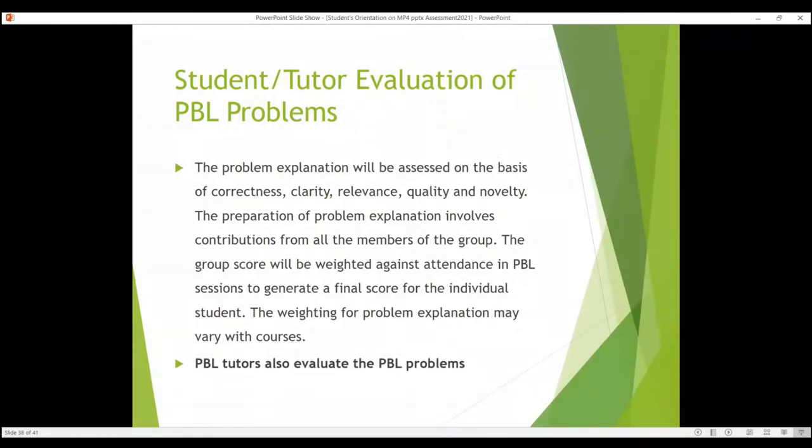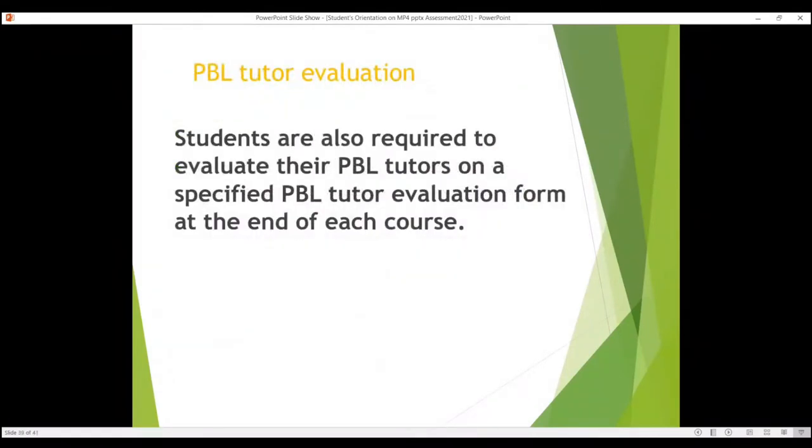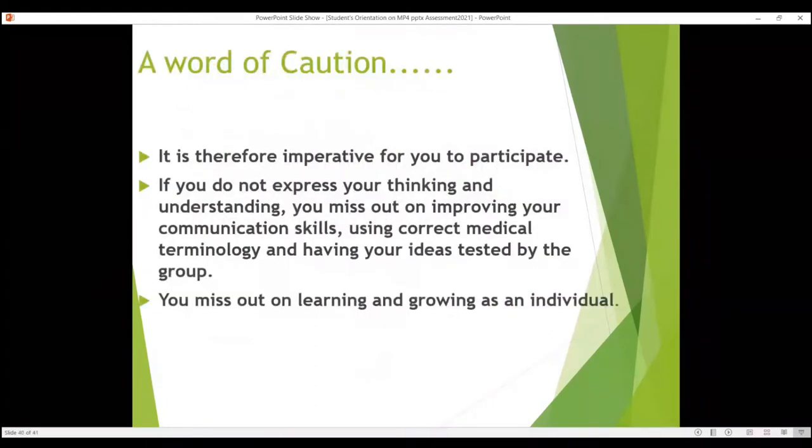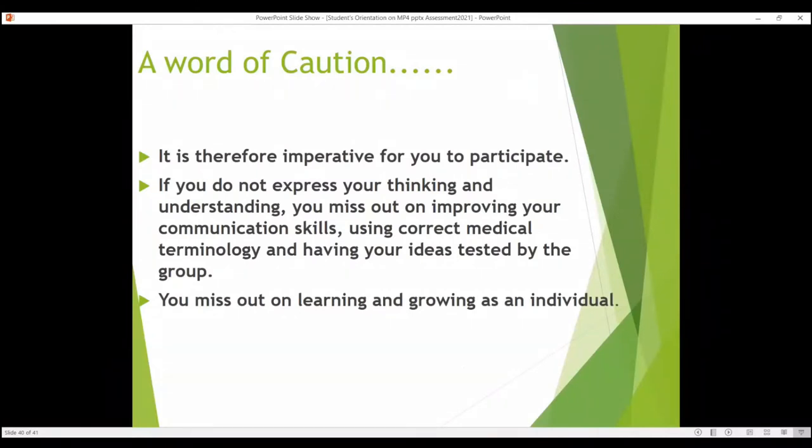But before that, I would like to say, when you will be giving the PBL problem explanation, what will happen? You will be assessed on the basis of the correctness of your explanation. You will be assessed on the basis of clarity, how clearly you are explaining the problem, how relevant your explanation is, and the quality and novelty, the newness in your explanation. Accordingly, you will be graded. So, as I mentioned, students are also required to evaluate their PBL tutor on a specified PBL tutor evaluation form.